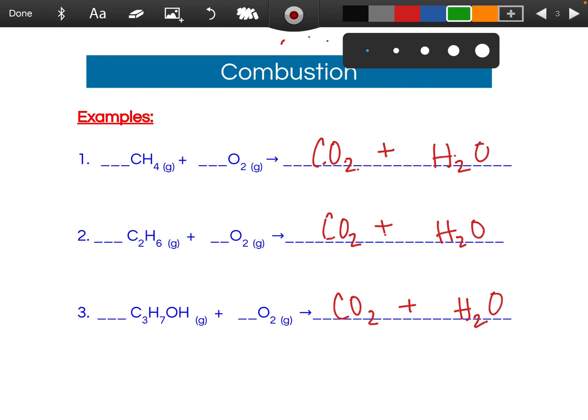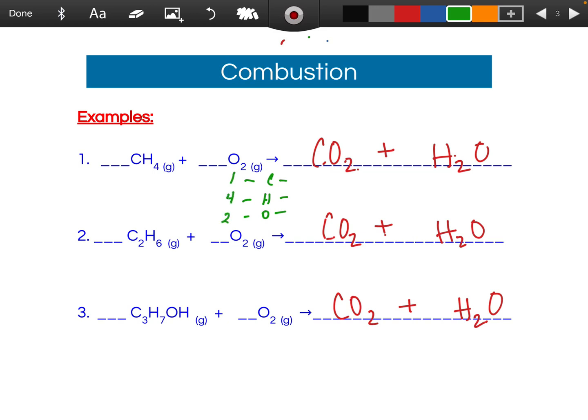Oops, use a different color. Okay, so here we go with balancing. I'm going to write down my atom inventory underneath. On the reactant side, I have 1 carbon, 4 hydrogens, 2 oxygens. On the product side, I have 1 carbon, 2 hydrogens. Here's 2 oxygens, and here is 1 more. So we have a total of 3.